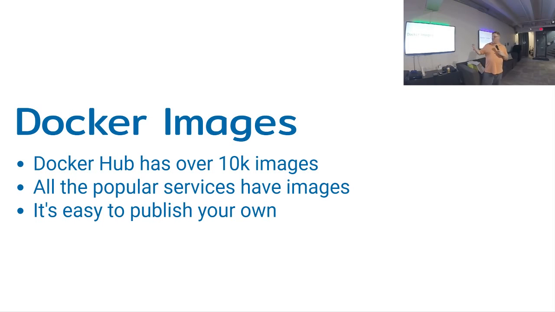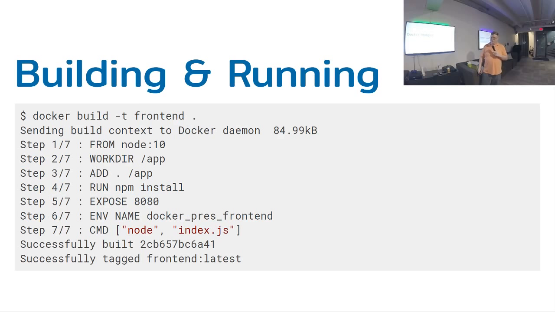In this talk, we're going to be building an image real quick for our front end application. We're not going to publish it, but if you wanted to, you could create an account on Docker Hub and push it right up. And if you're a company like Postgres or Mongo and you want people to use your service, that's something you should probably do. You should make it as easy as possible for people to use your service in their environments.